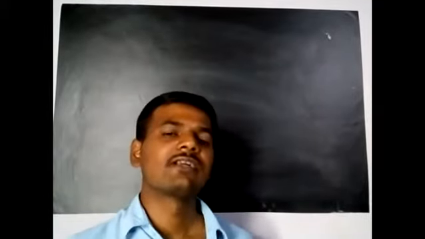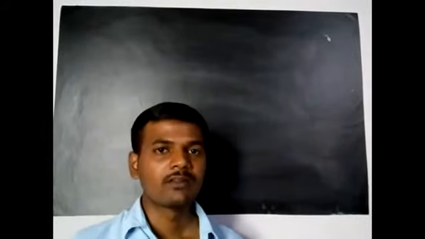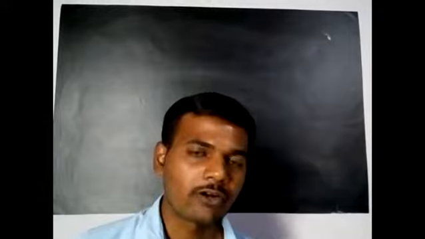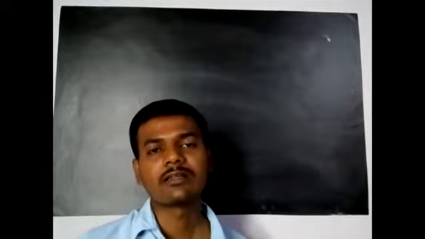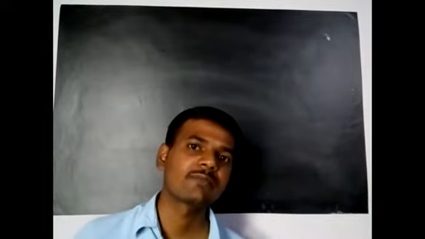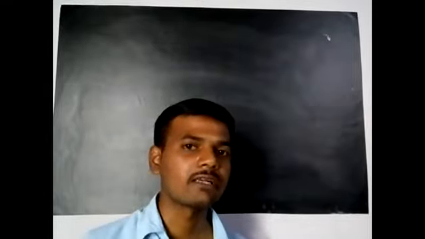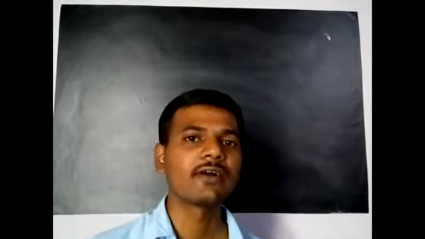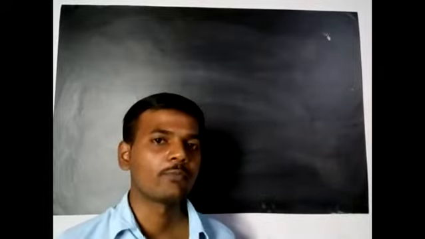So these kinds of decimal expansions can be converted into P by Q form. Non-terminating, recurring decimal expansions can be converted into P by Q form, and also terminating decimal expansions can be converted into P by Q form. Let me give some examples of how to convert the terminating and non-terminating recurring decimal expansions into the form of P by Q. It is very easy to convert the terminating decimal expansions into P by Q form. That you already know.